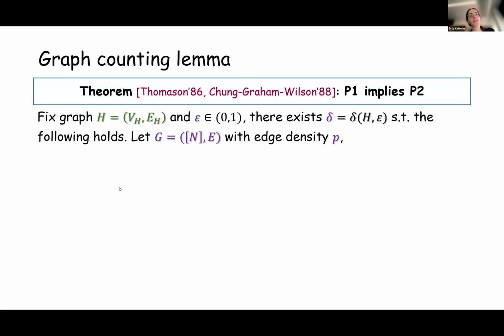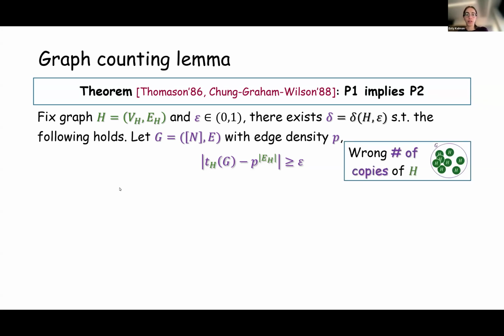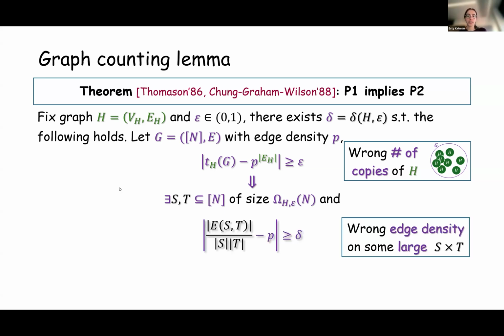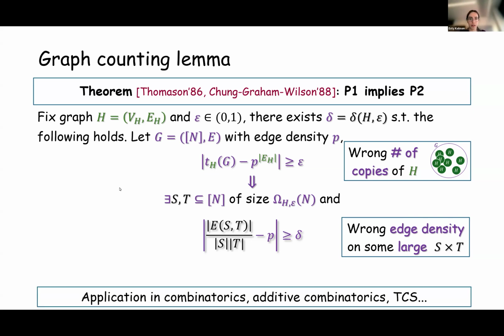So let's fix some graph G on n vertices, with n large enough, which has edge density p. If the edge density in G deviates from what we expect, this means that P2 doesn't hold. Then it implies that P1 doesn't hold as well, meaning that there are two sets with the wrong edge density between them. This is a very influential theorem. And let me inspect the conclusion.